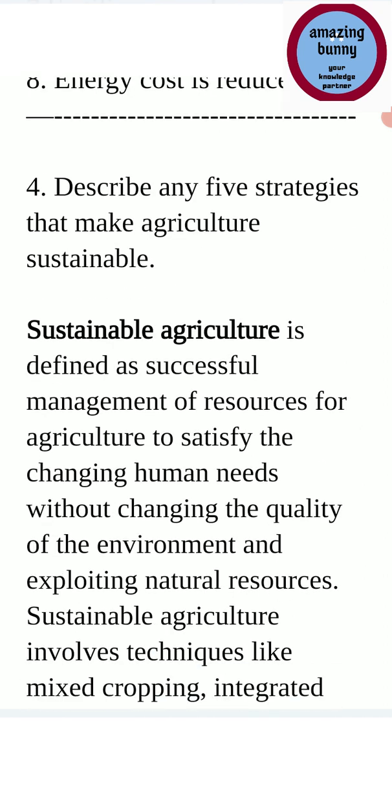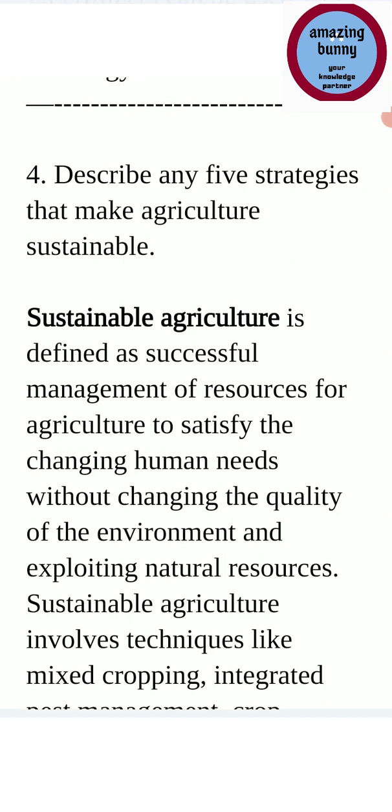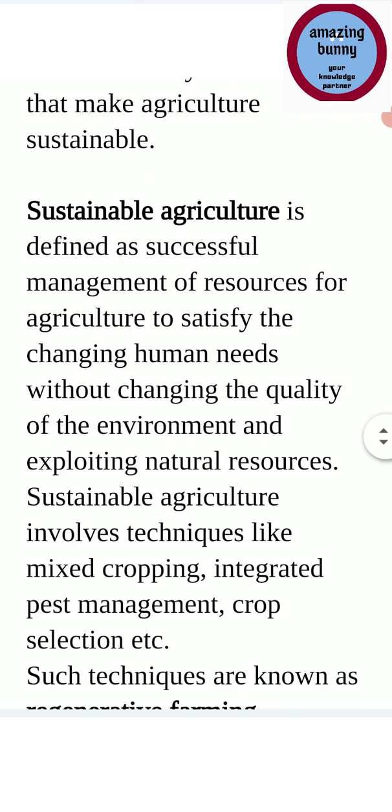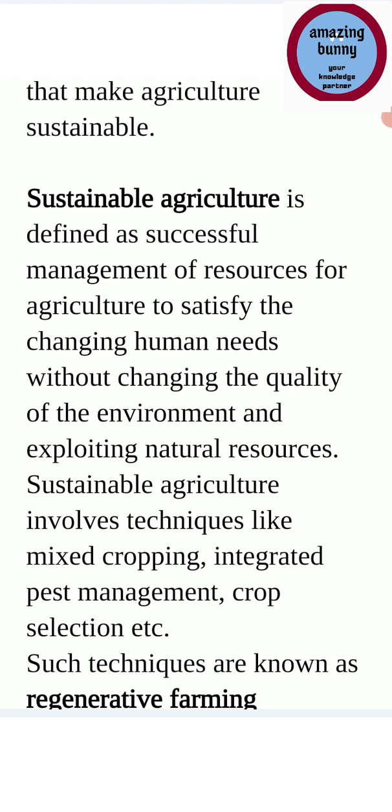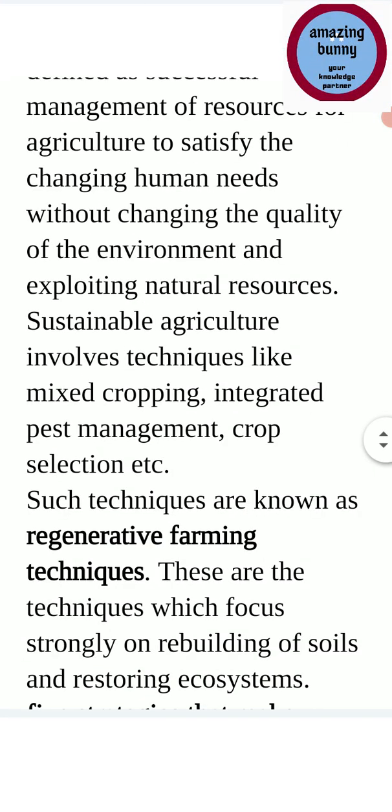Next question, describe any 5 strategies that make agriculture sustainable. So sustainable agriculture is defined as a successful management of resources for agriculture to satisfy the changing human needs without changing the quality of the environment and exploiting natural resources. Sustainable agriculture involves techniques like mixed cropping, integrated pest management system, crop selection, etc.